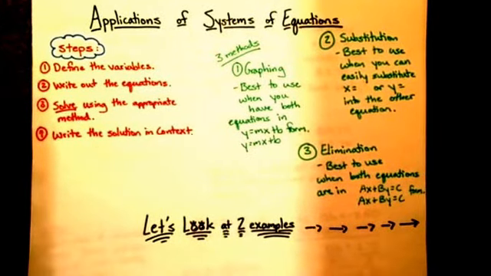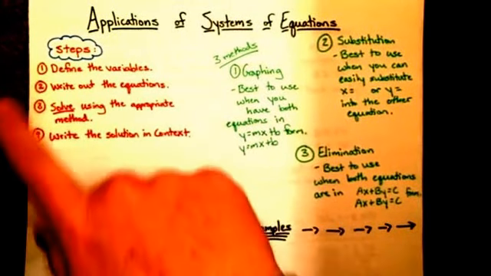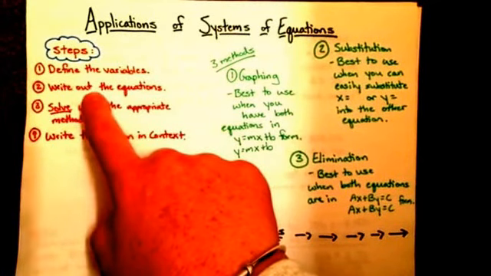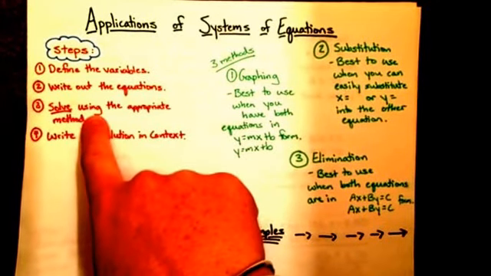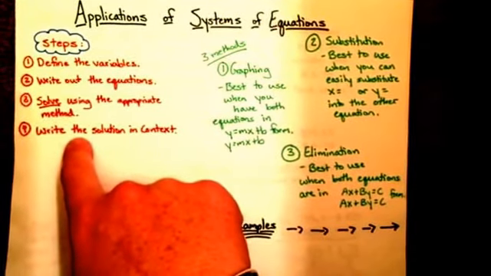Let's talk about solving applications of systems of equations. The first step is to define the variables. The second step is to write out your equations. The third step is to solve using the most appropriate method or methods sometimes, and then write the solution in context.